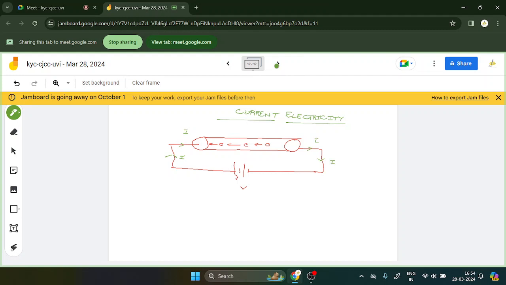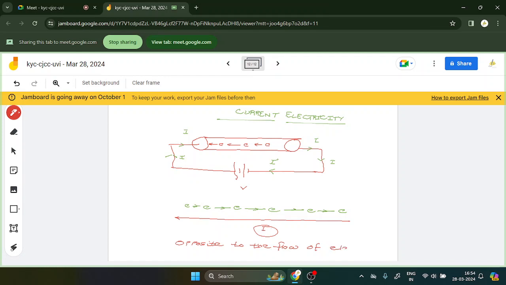Always remember that current starts from the positive terminal of the battery and ends in the negative terminal of the battery. Clear? Whatever is the direction of motion of the electrons, suppose electrons are moving in this direction, the direction of the current will be opposite to the direction of the electrons. So the direction of the current will be in this direction, which means opposite to the flow of electrons.